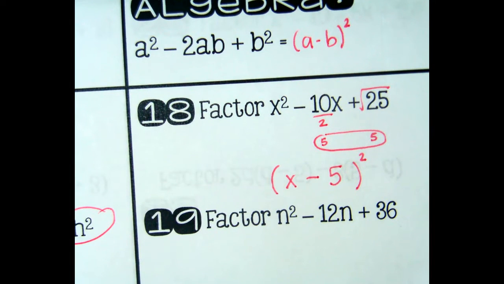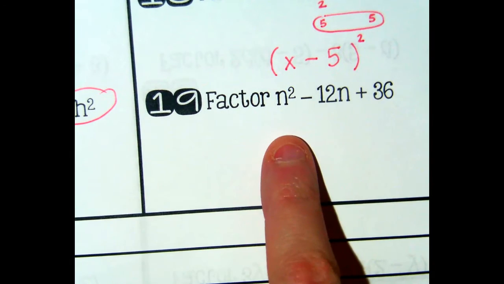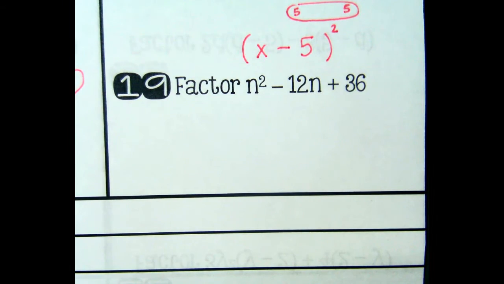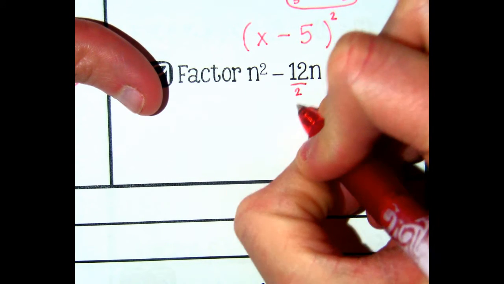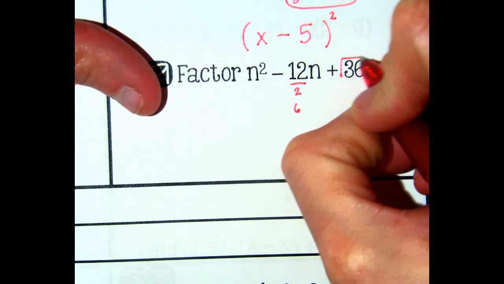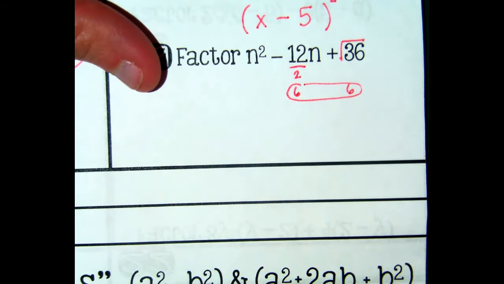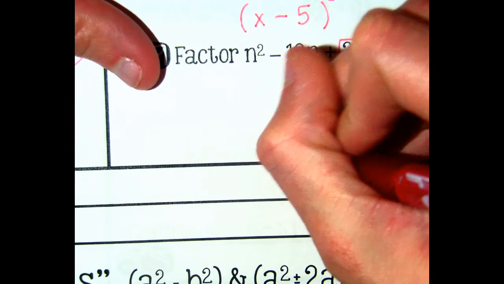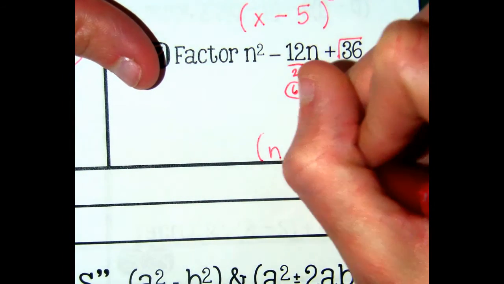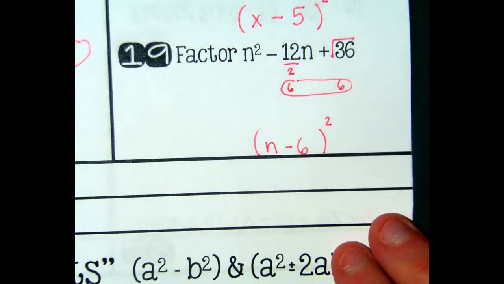Try number 19. Alright, number 19. Is n squared perfect? Yes. Okay. What is 12 divided by 2? What is the square root of 36? So can I do that this way? Yes. That's what I'm deciding when I talk about all that. Is it possible to factor it as a perfect square? n squared, I put minus what? 6.